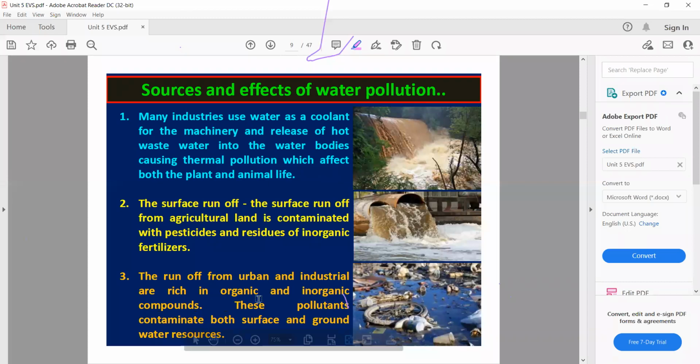The runoff from urban and industrial areas is rich in organic and inorganic compounds. These pollutants contaminate both surface as well as groundwater, that is the water present below the surface. Both these waters are highly affected by these pollutants. All right.